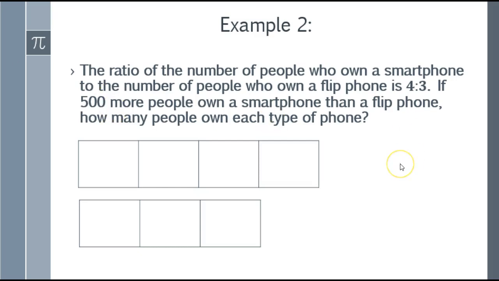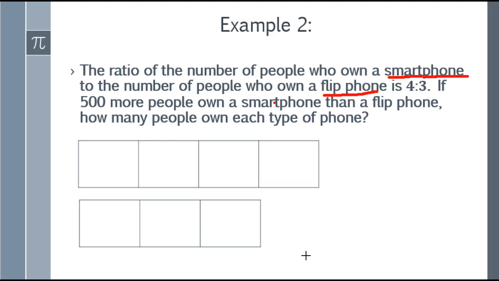So let's look at this example and find the solution. The ratio of the number of people who own a smartphone to the number of people who own a flip phone is 4 to 3. If 500 more people own a smartphone than a flip phone, how many people own each type of phone? So I'm looking at smartphone to flip phones. My smartphone is 4. My flip phone is 3, which is represented in this tape diagram.